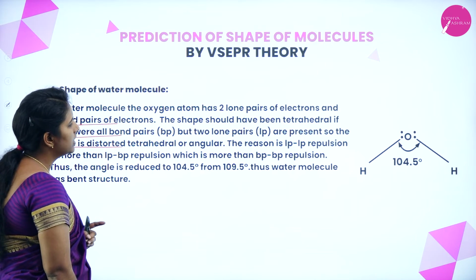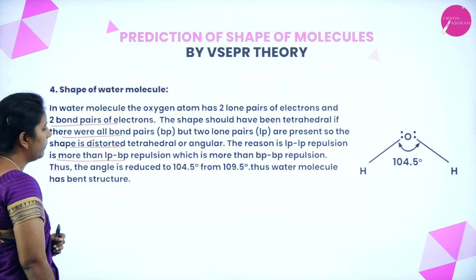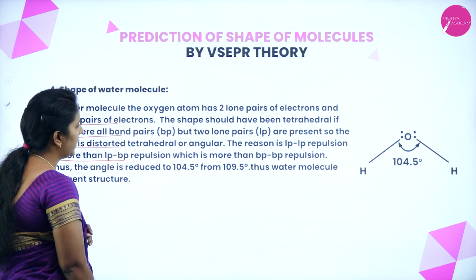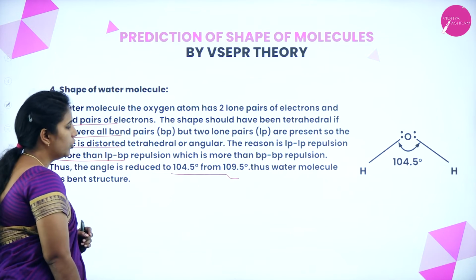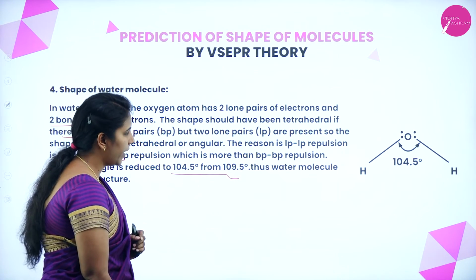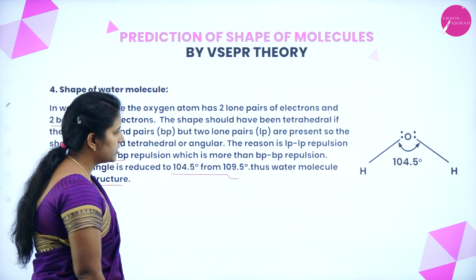from tetrahedral to an angular shape. The reason is that lone pair-lone pair repulsion is more than lone pair-bond pair repulsion, which is more than bond pair-bond pair repulsion. So the angle is reduced from 109.5 to 104.5 degrees in the water molecule. Hence it has a bent structure.